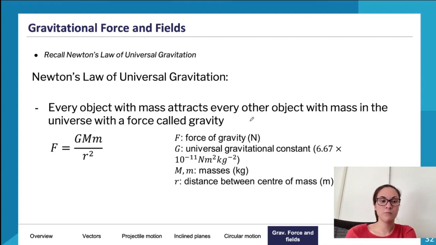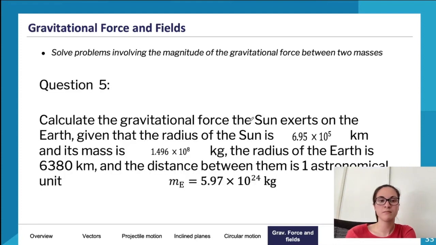So the law is: every object with mass attracts every other object with mass in the universe with a force called gravity. And that is where we use the formula. Force is equal to the universal gravitational constant, which is provided to you in the formula sheet, multiplied by the two masses, mass 1 and mass 2, the two objects you're dealing with in the space, divided by the distance between the centers of mass squared, measured in meters.